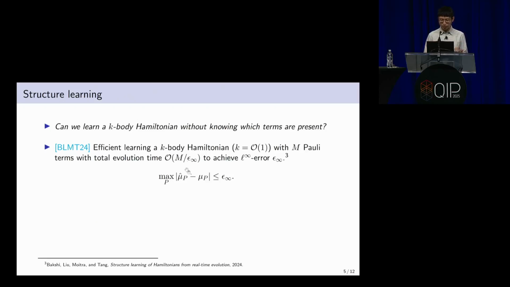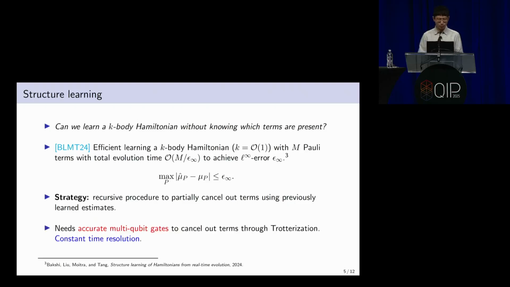And you can see here the Heisenberg limit was achieved, and then there's a nice scaling with the number of terms, which is linear in n. And the strategy they adopted was a recursive procedure to partially cancel out terms using previously learned estimates. But in their protocol, because they need to cancel out terms, that requires applying accurate multi-qubit gates in their shorter procedure. So that is not something you want to do experimentally, especially when you have an unknown Hamiltonian that you actually want to learn.